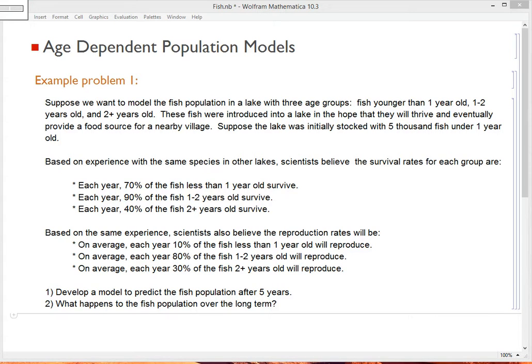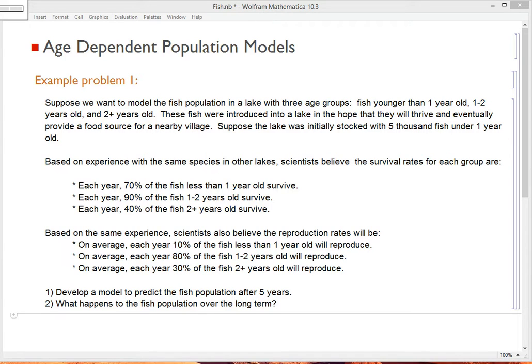All right, welcome to MA103 Age-Dependent Population Models. In this video, I'm going to go through an example problem where we're going to do this age-dependent model or Leslie matrix. I'm not going to read this problem. You should probably pause the video, read it over, try to solve it, and then watch the remainder of the video to see how I've tackled it.